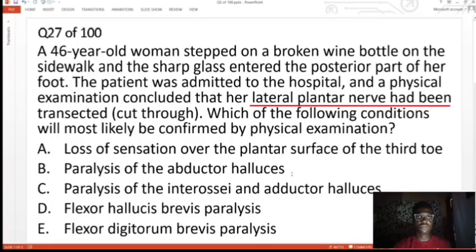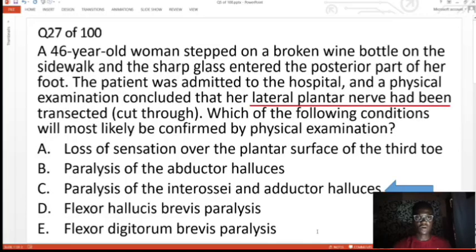The abductor hallucis is part of our LAFF muscles, which means it is not innervated by the lateral plantar nerve. It is innervated by the medial plantar nerve, of course. Paralysis of the interossi and the adductor hallucis. So the adductor hallucis is not part of our LAFF muscles, neither are the interossi muscles. So the interossi and the adductor hallucis muscles are innervated by the lateral plantar nerve, which makes option C the correct answer. So the muscles here will be paralyzed when the lateral plantar nerve is transected.